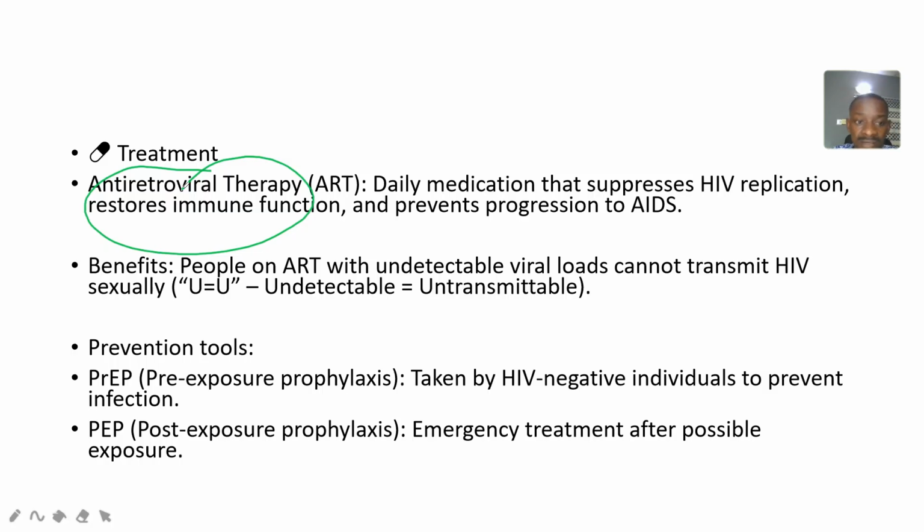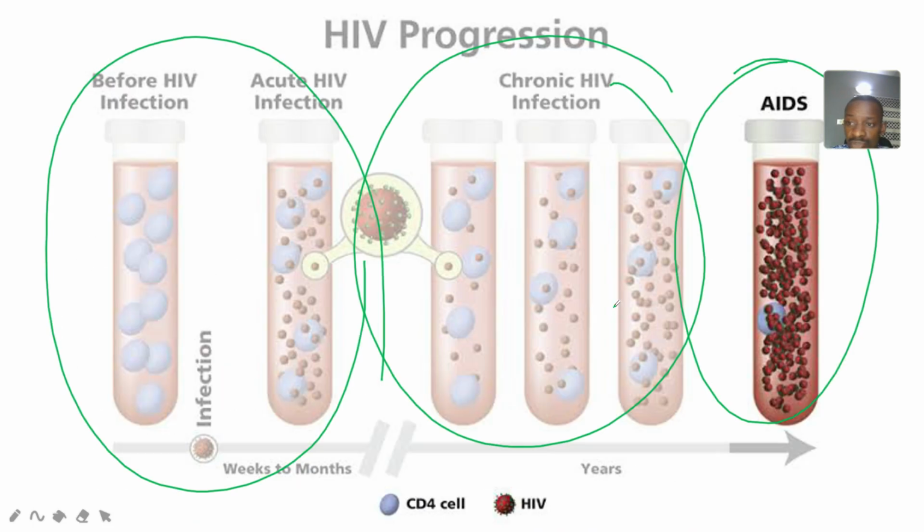You can be on antiretroviral drugs to the extent that you become undetectable, untransmittable. Your HIV will be suppressed to a level that you have it, but you can't send it to another person. Okay? So stick to your drugs if you have this.